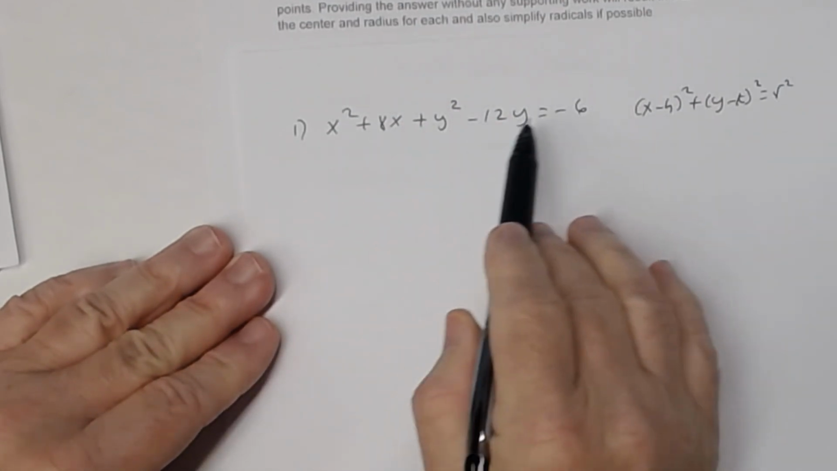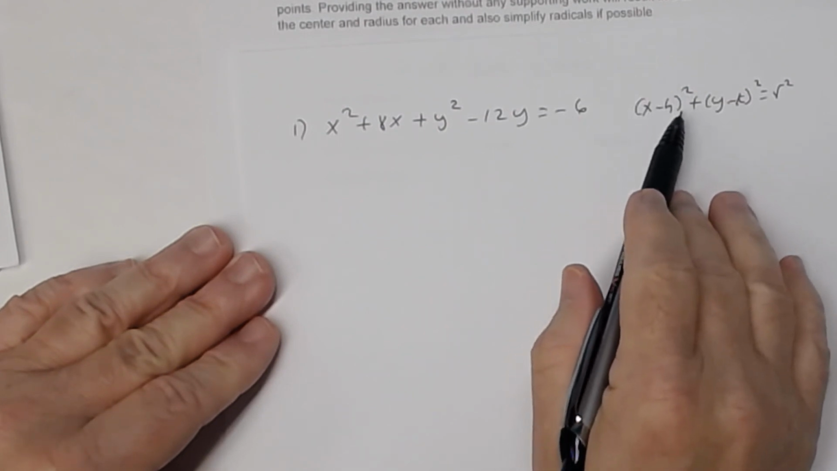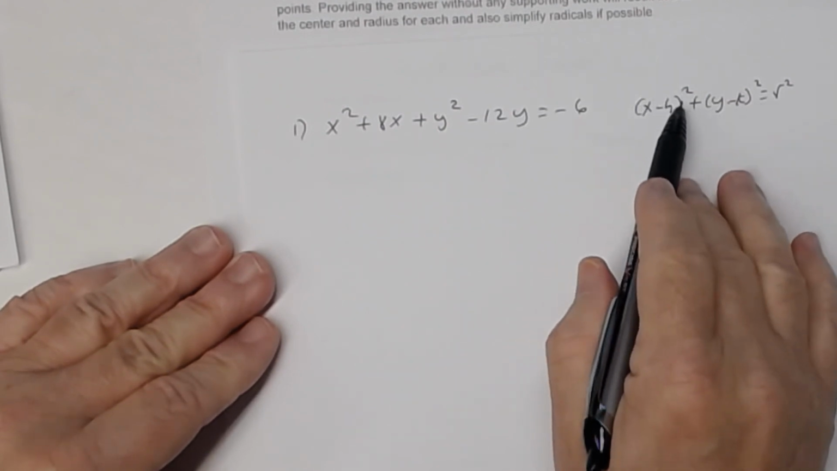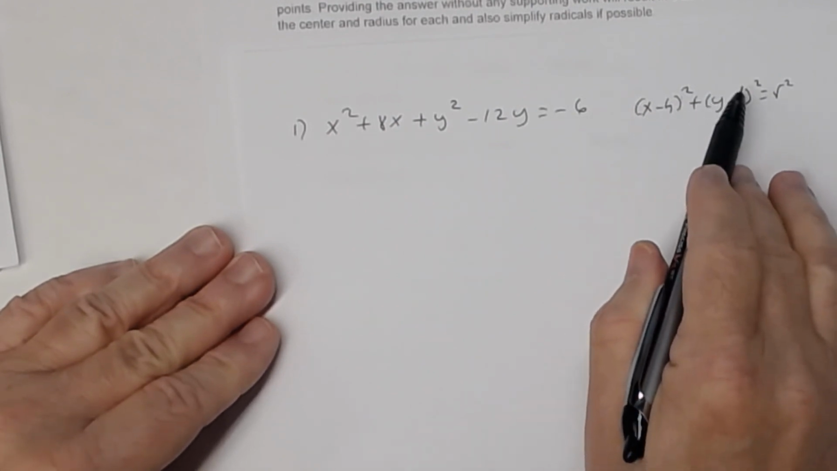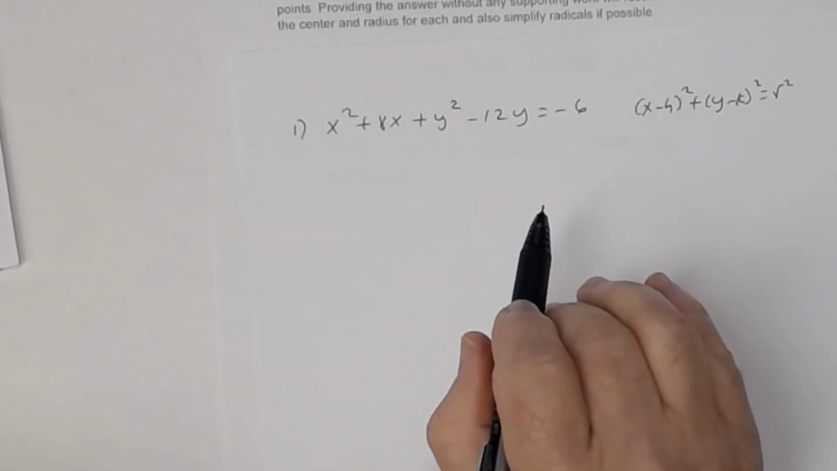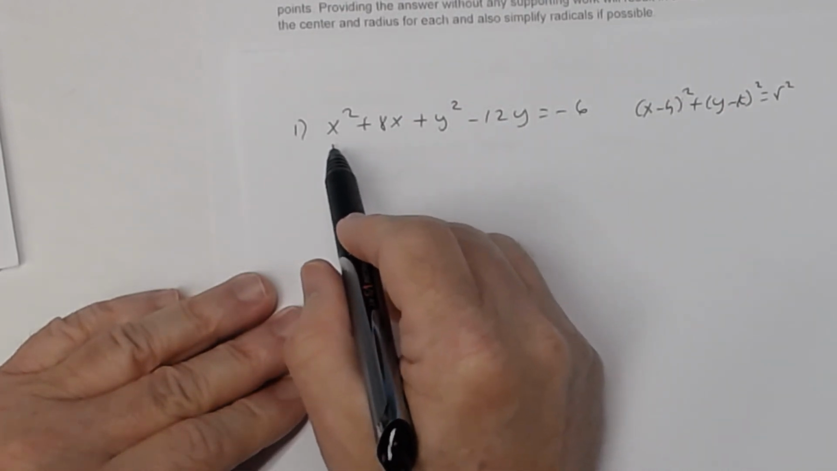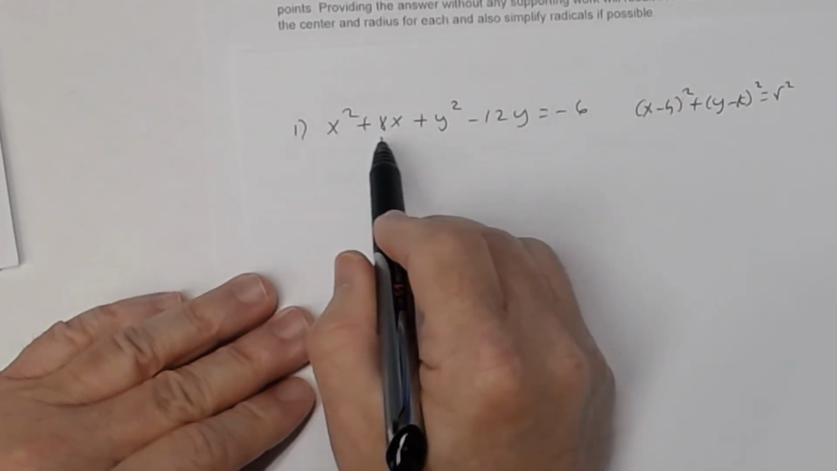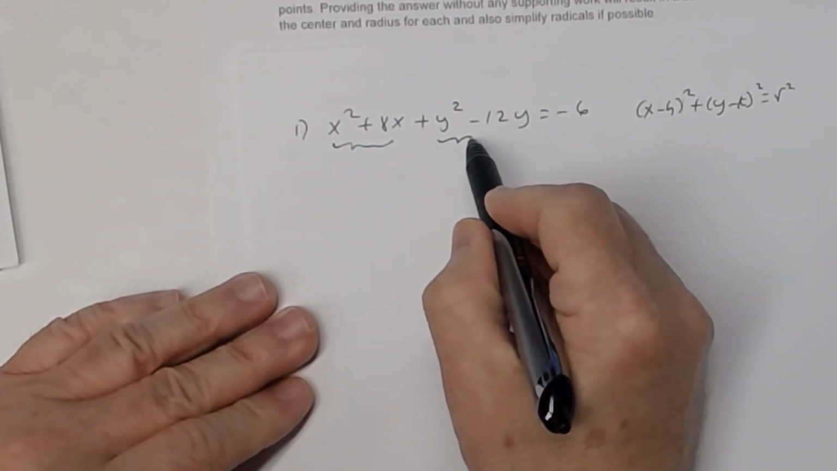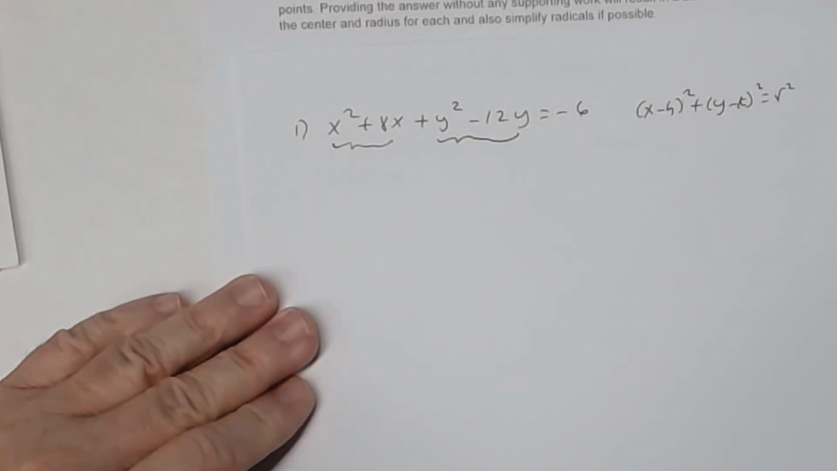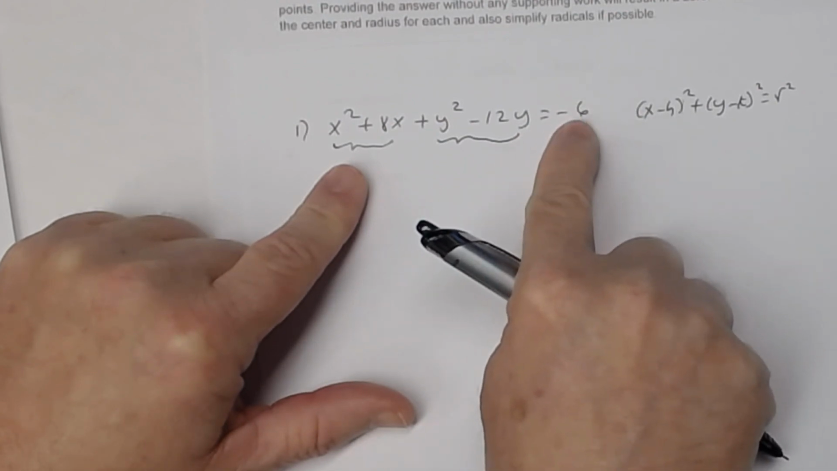All right, so I want to transform this to make it look like this. Notice that in this standard form you have a binomial squared involving x, and you have a binomial squared involving y. So that's where completing the square comes in. To do that, you're going to group the terms with the variable x together, and they're already grouped. And you're going to group the terms with the variable y together, and they're already grouped. And then all the constants will be on the other side, which we have.